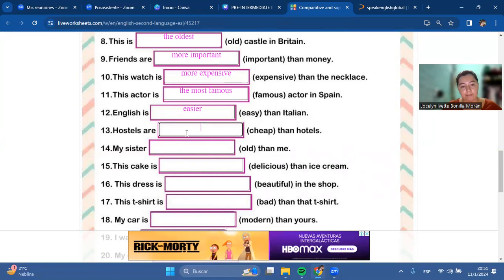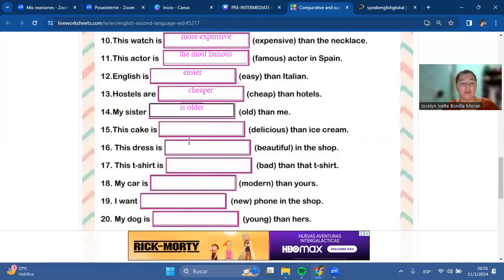Hostels are cheaper than hotels. Good job. And what about my sister? My sister is older than me. Okay, this cake is more delicious than ice cream. All right. And what about this dress is?